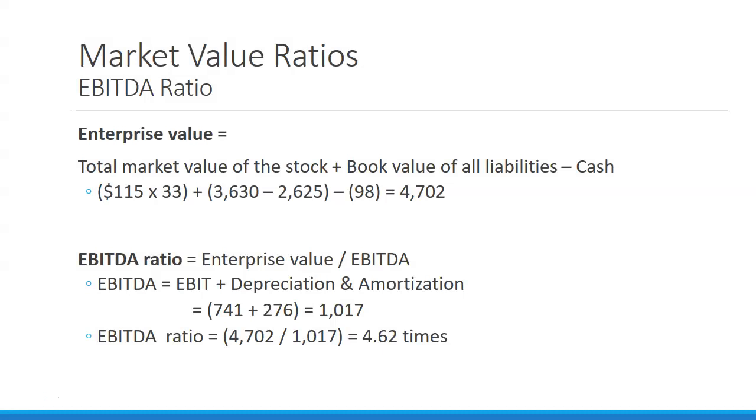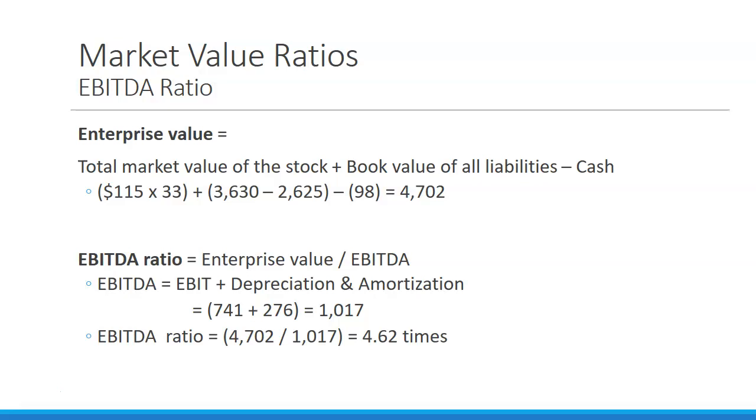When we're looking at market value ratios, instead of net income, we might want to look more at the cash value or the amount of cash that we have. So first we have the enterprise value, which is the total market value of the stock plus the book value of all liabilities minus cash. This gives us the enterprise value.